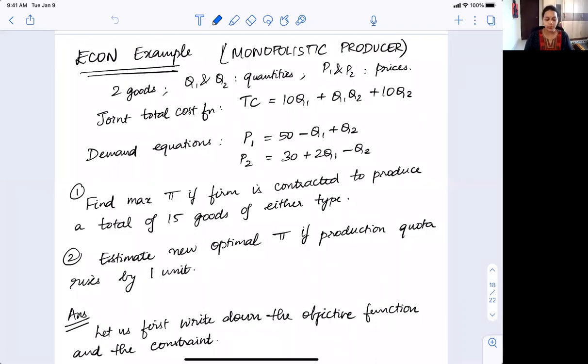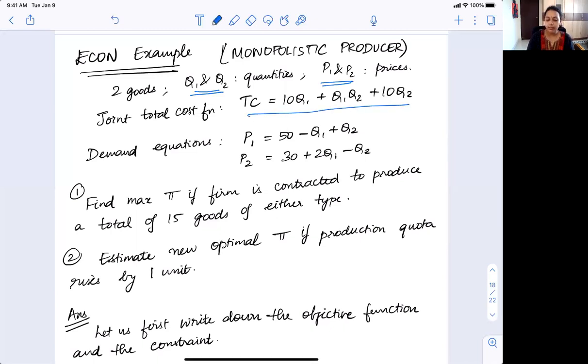Hello everyone. So this video is going to go over an econ example that shows the Lagrange multiplier method in practice. So we have a monopolistic producer producing two goods, 1 and 2, and the quantities that are being produced are Q1 and Q2 respectively, and the prices of these two goods are given by P1 and P2 respectively. Now, the producer has this joint total cost function, which is the total cost of producing both the goods, and that is given by this particular total cost function.